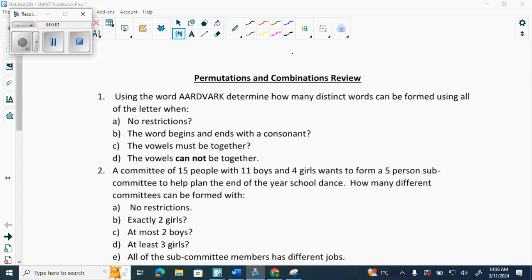The moment we get a word, is it a permutation where order matters or a combination where order doesn't matter? Permutation, because with words, order matters. If not, pool and loop would mean the same thing, and they don't. Correct? That's the first thing we do when we get words. A, R, D, V, A, R, K.